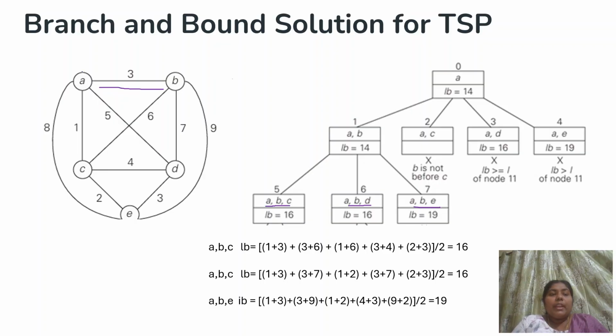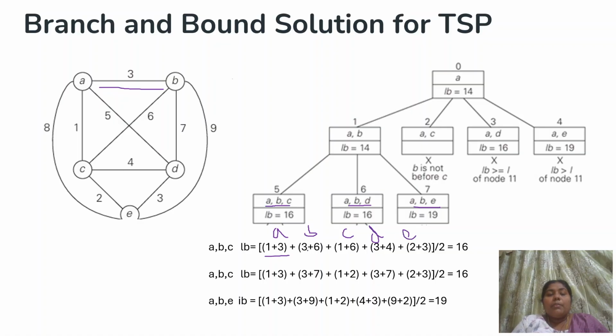So for node A, what are the two smallest? A to B is selected, so that is the fixed one. So I am just going to select the next smallest one. So that is 1 plus 3. This is for A, this is for B, this is for C, this is for D, and this is for E.